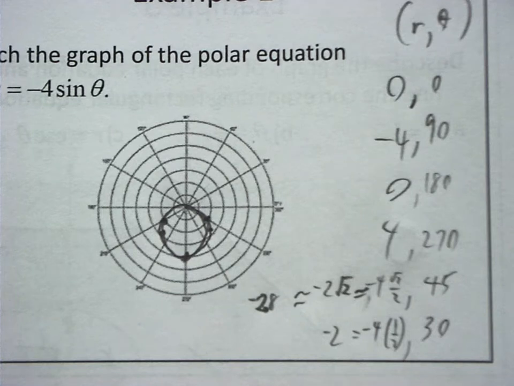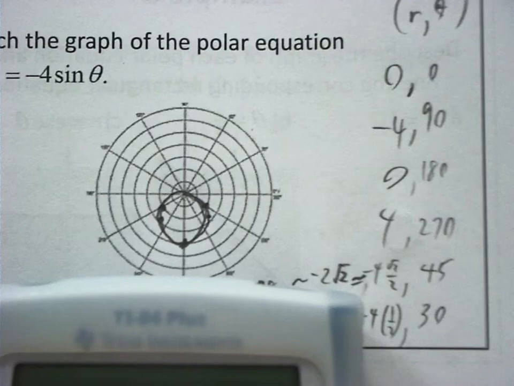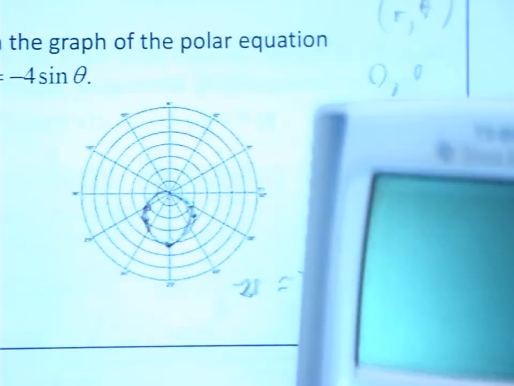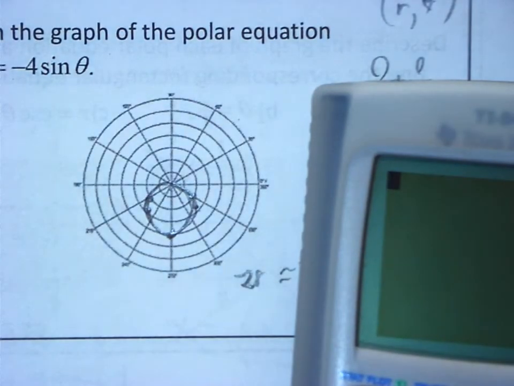And yes, I'm going to let you use a calculator for it though. If I wanted to graph that on the calculator, what would I need to do? Polar. Change it to polar. So go ahead and graph this on your calculator. Make sure you get something that looks like that.